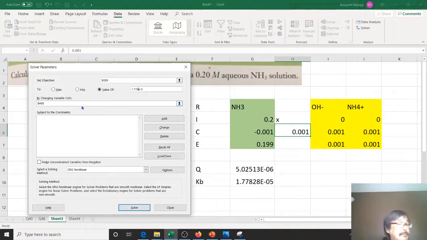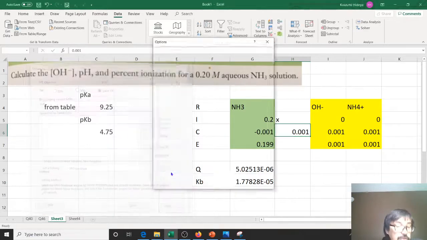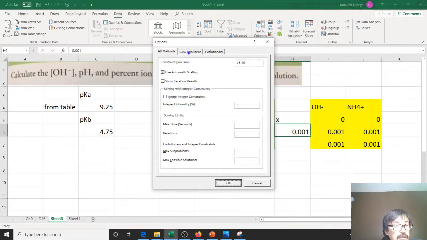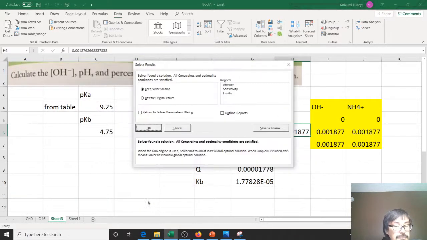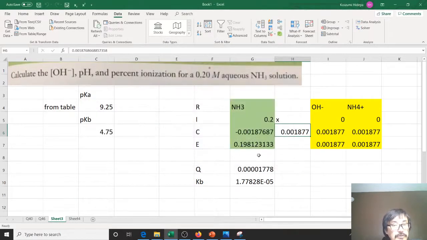By changing X, and then this one right here unchecked. Now, other things that I need to check, of course, that I should probably check this one right here. 1E20, that's good. And then solve. Good, I found a solution, which is this guy right here.